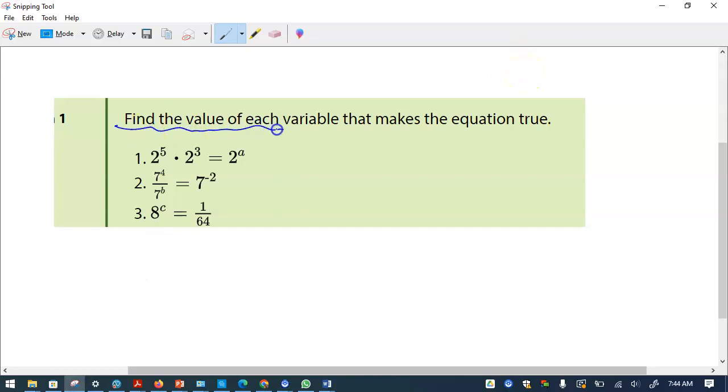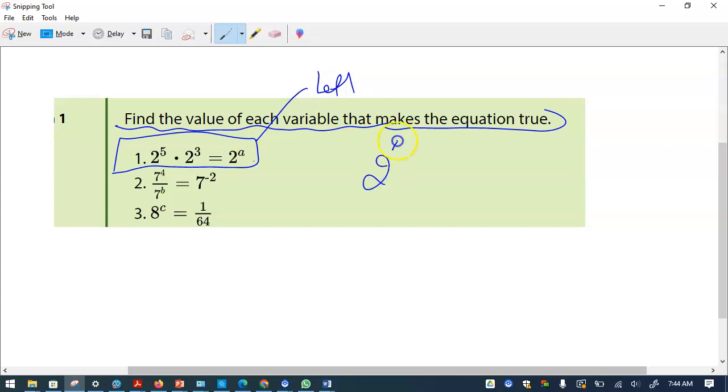Find the value of each variable that makes the equation true. So the first one is, when do you think the left will be equal to the right? If you see, the left side is 2 raised to 5 times 2 raised to 3, and then 2 raised to 8. So what should be this a? What should be this exponent here? What goes right here?